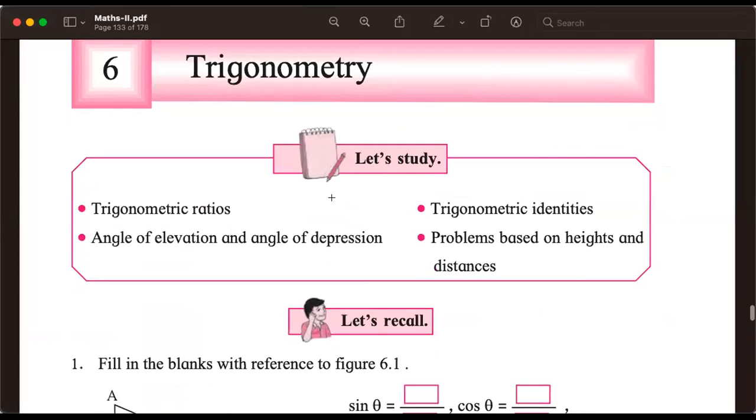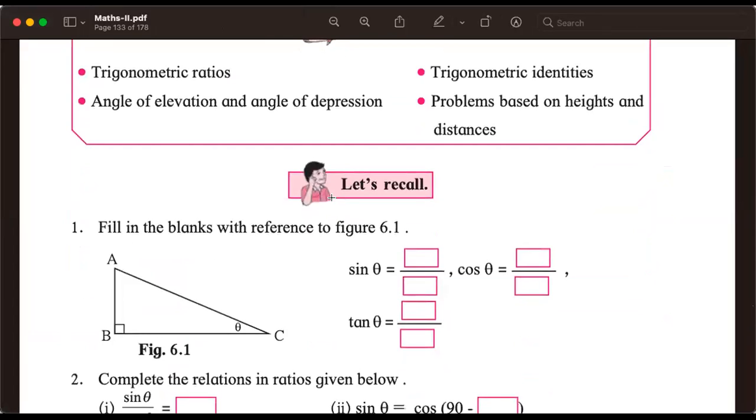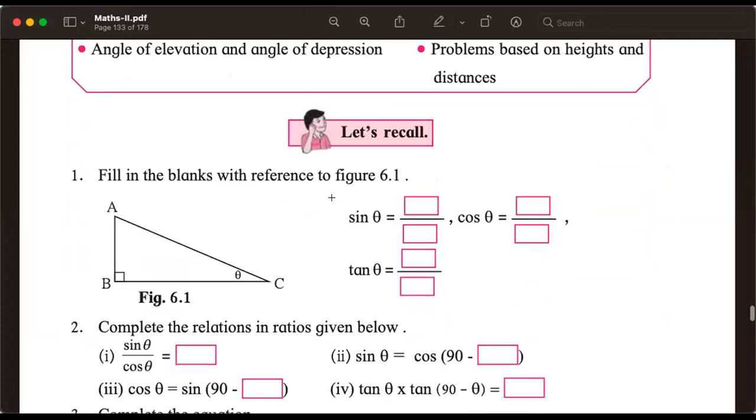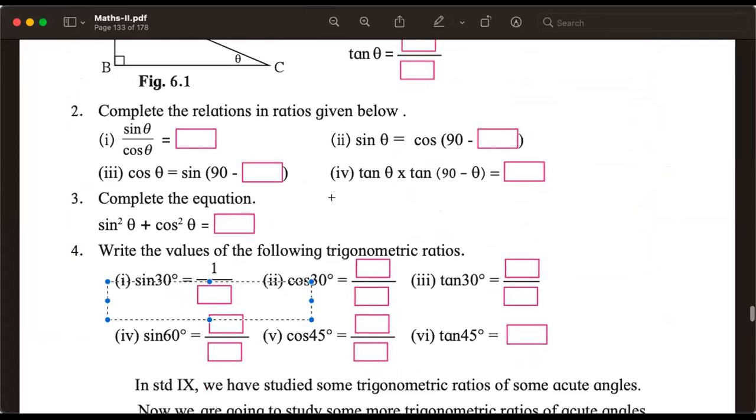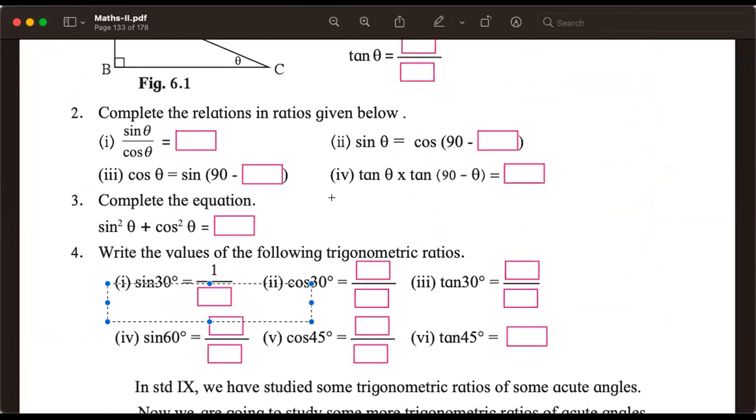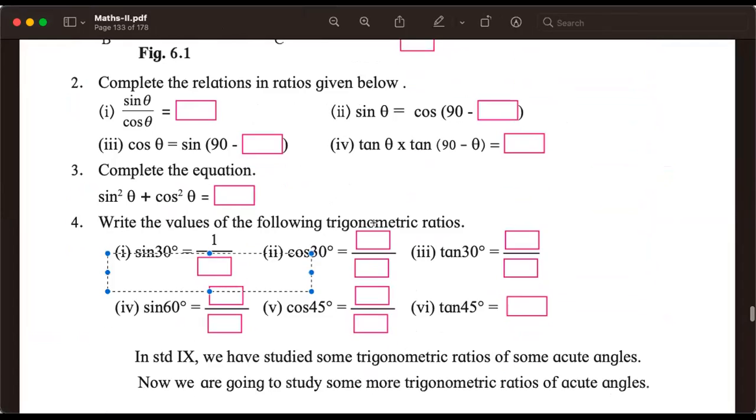So this chapter started with a revision of what we studied last year, because last year we studied these ratios, sine, cos and tan. So that is where we started. We also looked at how sine, cos and tan are related to each other, and how they are related with respect to complementary angles.